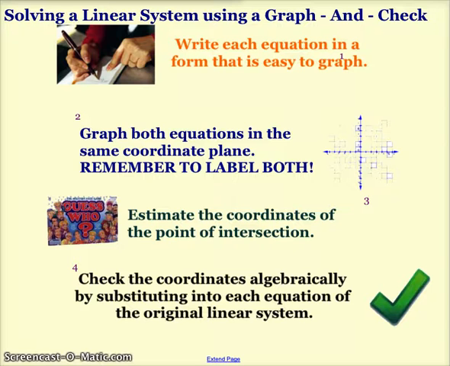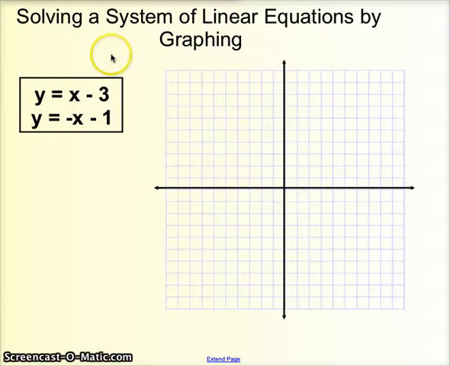Let's take a look at this. y equals x minus 3 and y equals negative x minus 1. I'm going to color code here so that it's a little easier and I don't have to go back and label. Okay, so for equation 1, the y-intercept is negative 3. I'm going to go up 1 over 1, up 1 over 1, and draw a line. Now that I have it color-coded, I don't have to worry so much about labeling it.